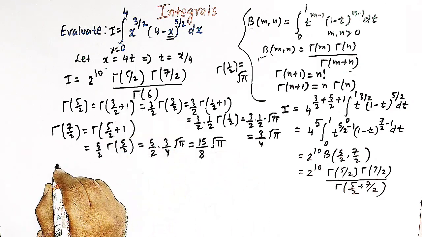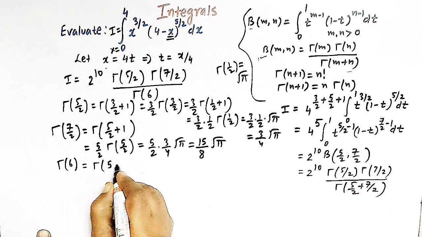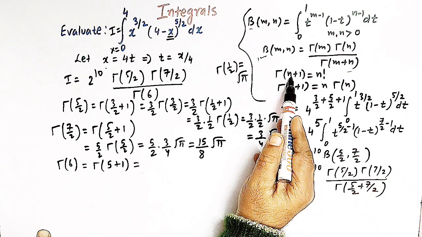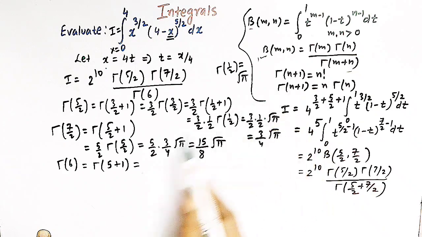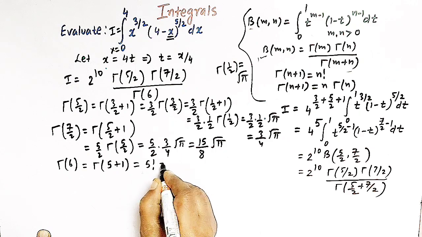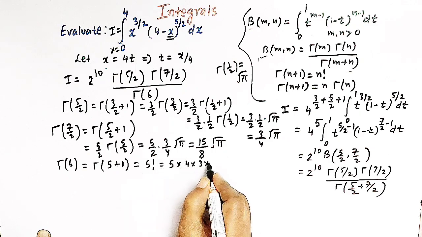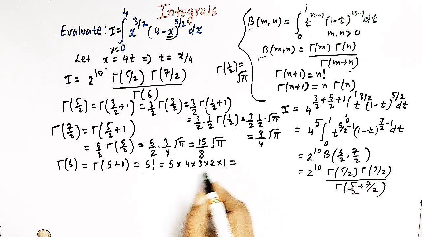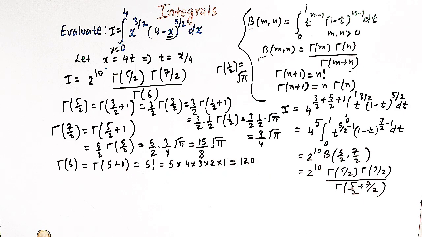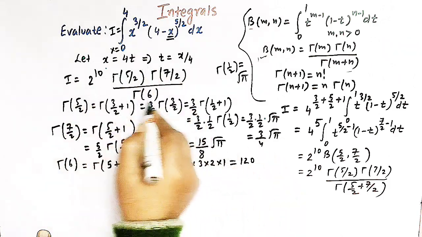And now gamma 6 can be written as gamma of 5 plus 1. So here we can apply this result. So n is 5, which is a positive integer, so we have 5 factorial. So 5 factorial is 5 times 4 times 3 times 2 times 1. So this is 120, right? So now let us substitute these values in this expression.